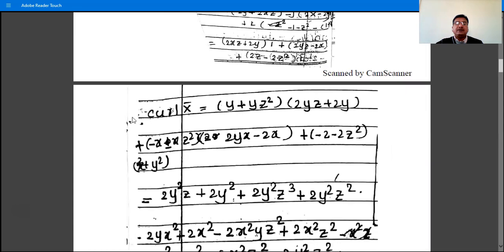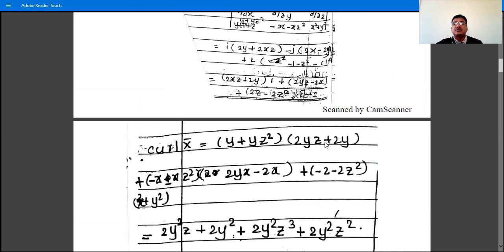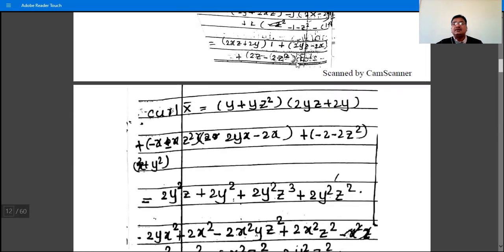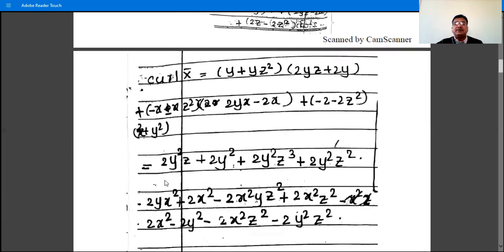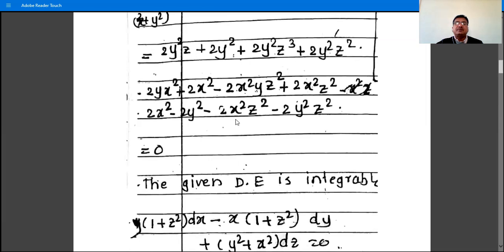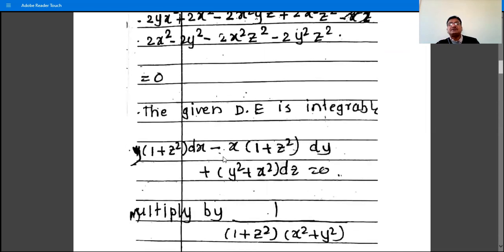Then X bar dot curl X bar: the dot product of these two vectors. This quantity y(1 + z²) into this 2xz + 2y, plus the coefficient of j into the coefficient of j. So minus minus becomes plus. And lastly, the coefficient of k is x² + y², and here the coefficient of k is this, minus z minus 2z². After multiplication, the addition and subtraction of all these factors is 0, and therefore the given differential equation is integrable.